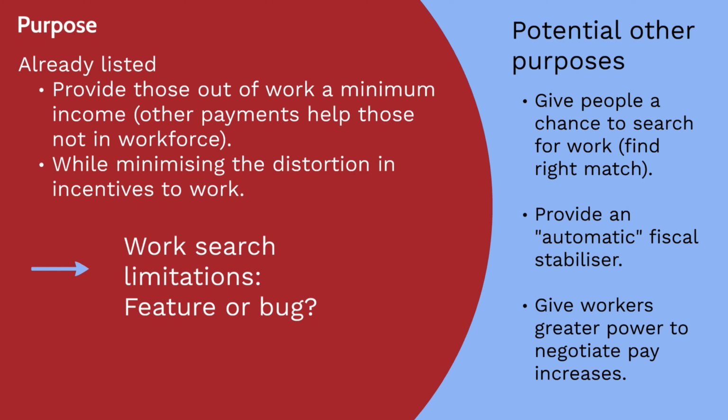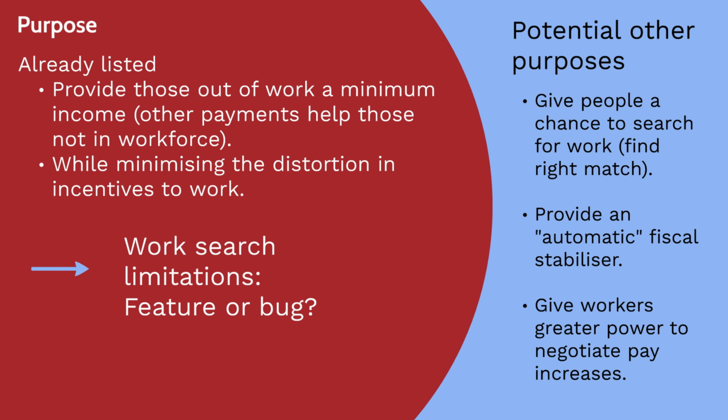Now, there's other purposes that relate to these sorts of things and can give us more context around it. So the unemployment benefit gives people a chance to search for work and find the right type of job, what we call the right match. It provides an automatic fiscal stabilizer when the economy slows. We know that when the economy slows, a lot of people find themselves out of work through no fault of their own. And by giving them this payment, we're both supporting them in what seems like a fair way, and we're preventing the downswing in the economy by supporting aggregate demand.